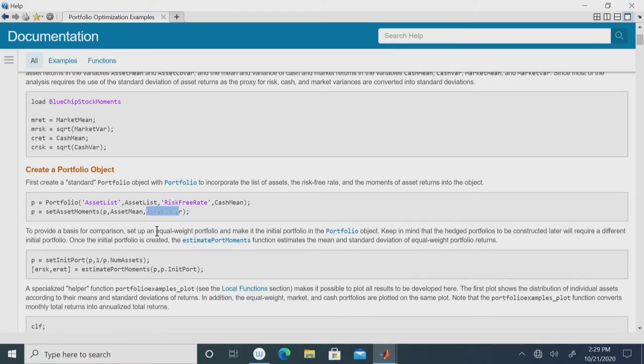Then, for the purpose of comparison, we set up an equal weight portfolio, and by equal weight portfolio, I essentially mean that the weights assigned to the portfolio are all identical to each other, and we make it the initial portfolio. So, accordingly, we set the initial portfolio to be 1 over p, the number of assets, and so that means the E risk and E return. The E here stands for the equilibrated portfolio. These values will be returned by the estimation of the portfolio moments of the initial portfolio that was set up with equal weights assigned to all the assets that are a part of the portfolio.